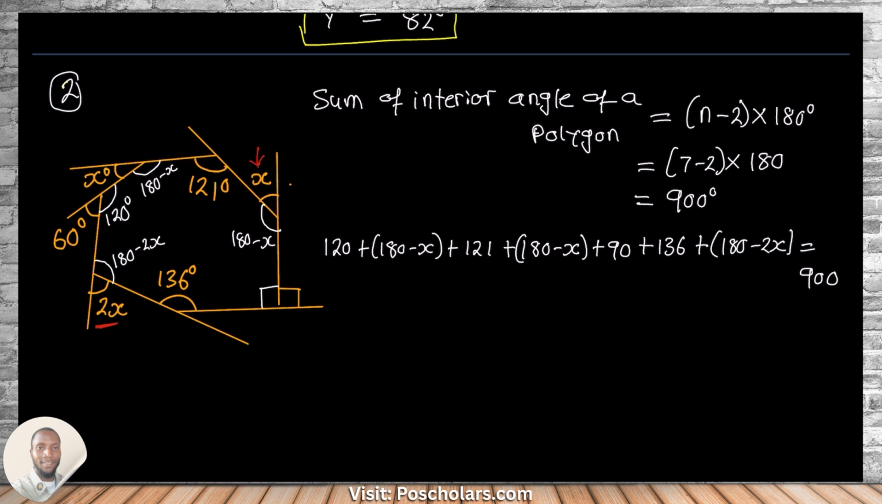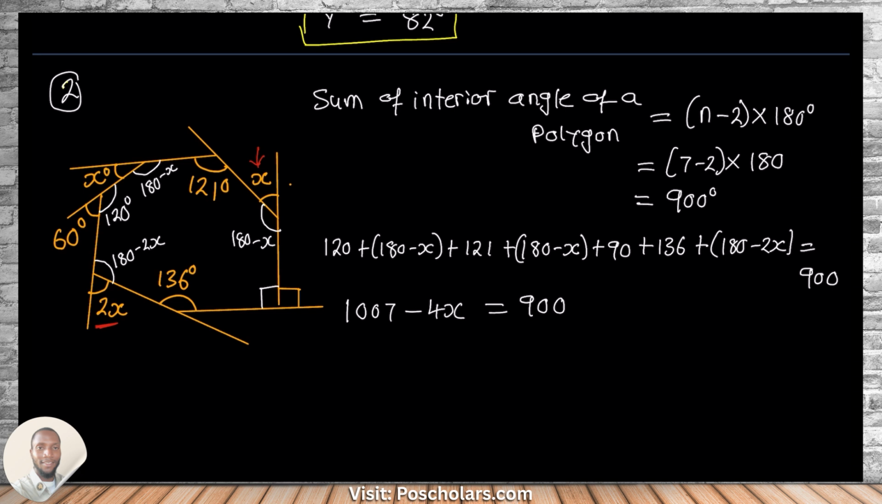So the next thing you can do is add the numbers. 120 plus 180 plus 121 plus 180 plus 90 plus 136 plus 180. When you do that with your calculator, you have 1007. Next, you simplify the variables. Minus x minus x gives minus 2x. Minus 2x minus 2x gives minus 4x. So you have 1007 minus 4x equal to 900, right?